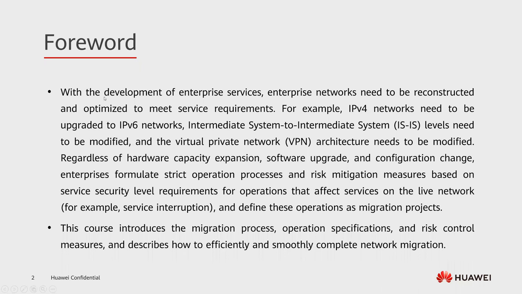You should know that with the development of enterprise services, the enterprise network needs to be reconstructed and optimized to meet service requirements. Sometimes it's not reconstructed, it's just enlarged or optimized. For example, sometimes IPv4 networks need to be upgraded to IPv6, or the security levels need to be modified. For a campus network, you may just need to add some more access switches or other devices, and sometimes you need to change your VPN architecture.